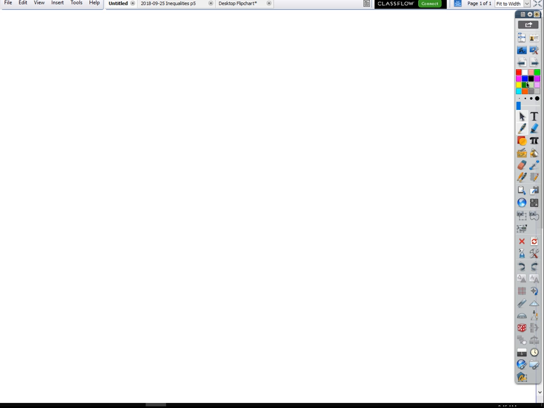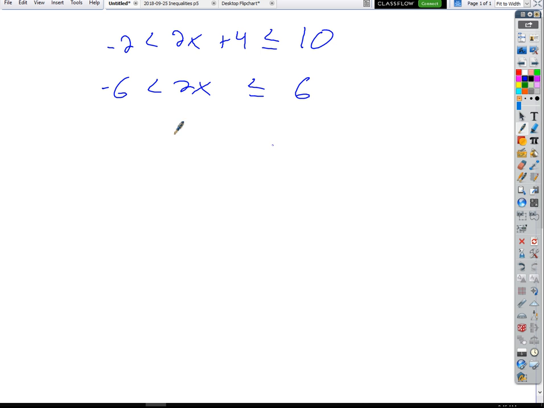Right? Like if we wanted to graph, when I say in one variable, if we had something like, let's say, negative 2. I mean, what do we do there? Subtract 4. Subtract 4 from everything. Divide by 2, so I'm going to get negative 3. Right? And so if I graph this, there's only one variable there, right?